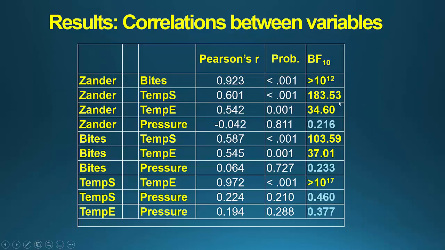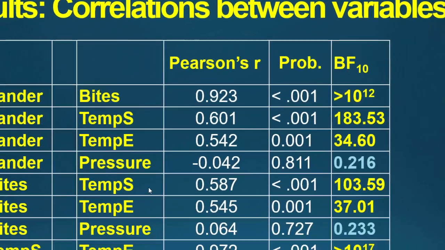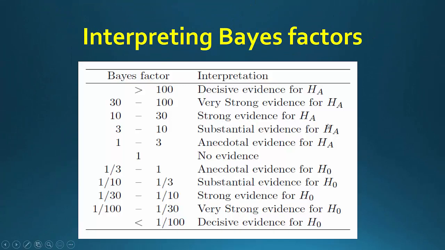So we can look again at our data. The relationships between Zander and the air temperature have Bayes factors between 30 and almost 200, so strong or decisive evidence, similarly with bites. But the evidence for the relationship between the Zander caught and pressure, or bites and pressure, these are less than 1. These numbers, they're well below 1. If we look back, between a tenth and a third, substantial evidence for hypothesis H0, i.e. that there is no relationship between the number of Zander caught and the atmospheric pressure.